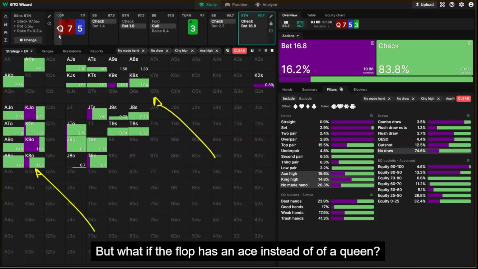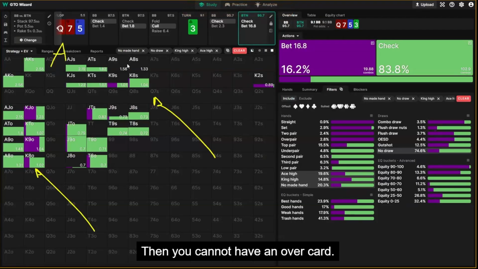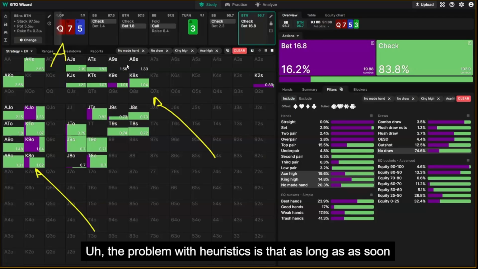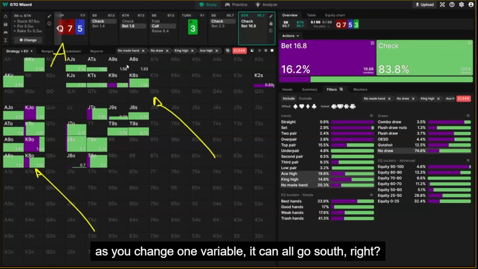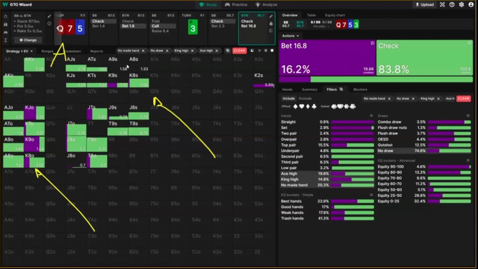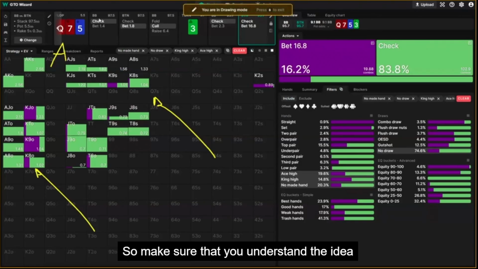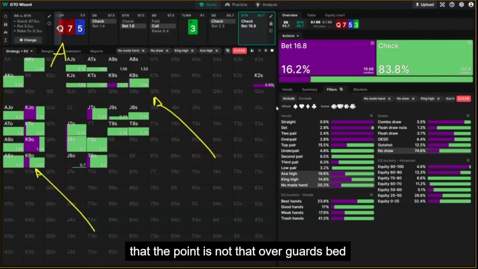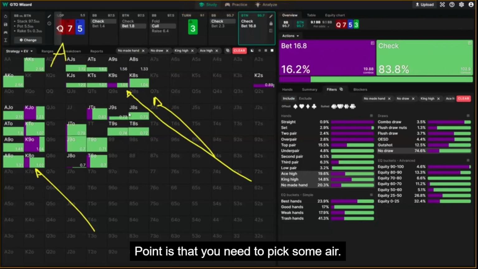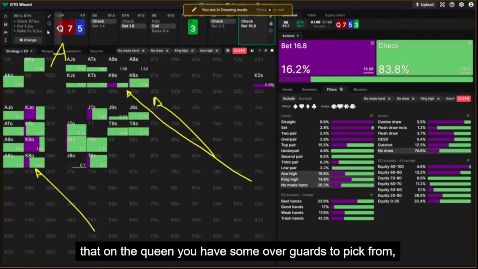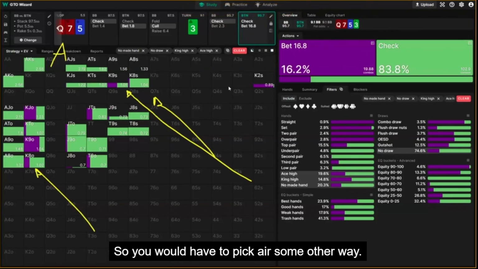But what if the flop has an ace instead of a queen? Then you cannot have an overcard. There's no overcard that exists. So how are you going to structure the air? Okay, now you need a different heuristic. The problem with heuristics is that as soon as you change one variable, it can all go south, right? So make sure that you understand the idea that the point is not that overcards bet and non-overcards don't bet as much. Point is that you need to pick some air, and it so happens that on the queen you have some overcards to pick from, but on an ace you wouldn't, so you would have to pick air some other way.